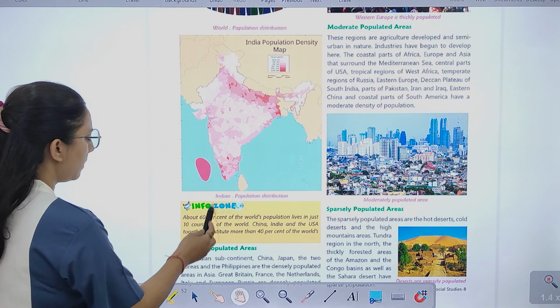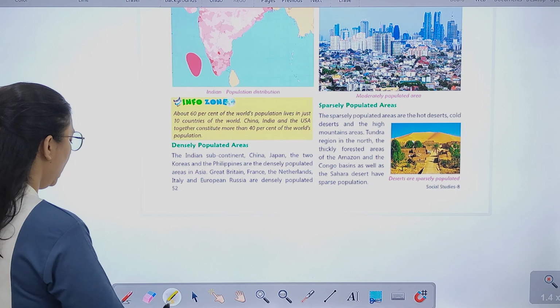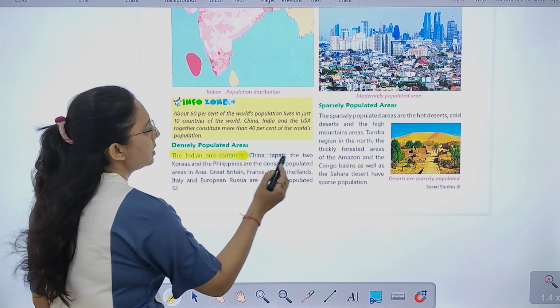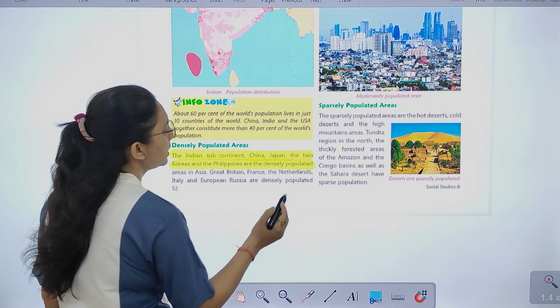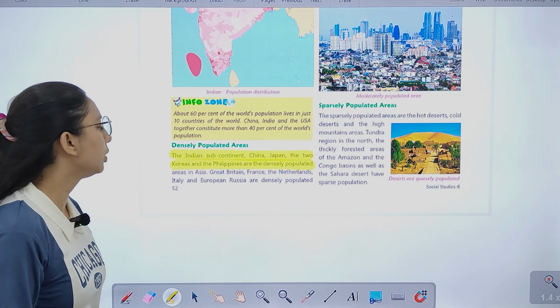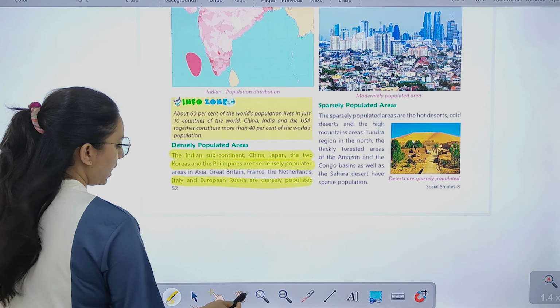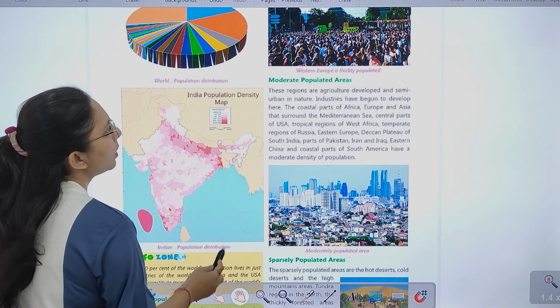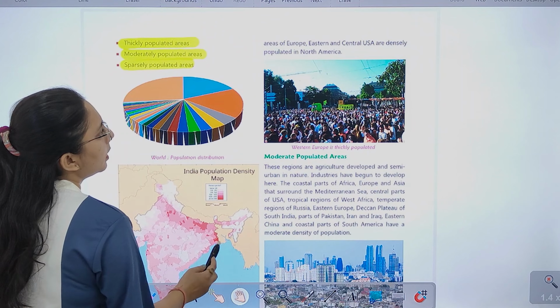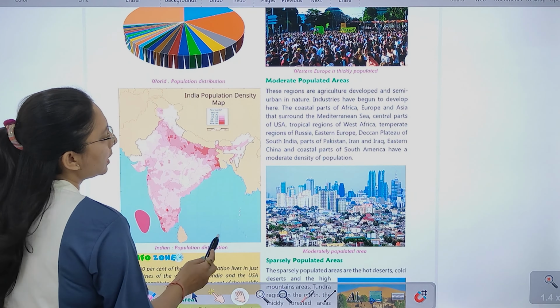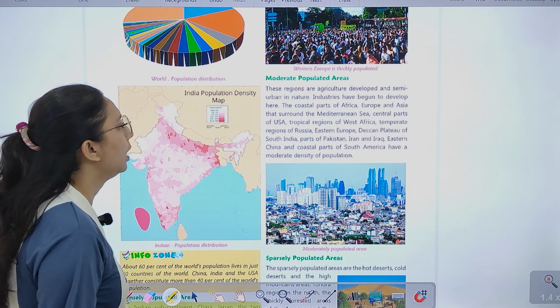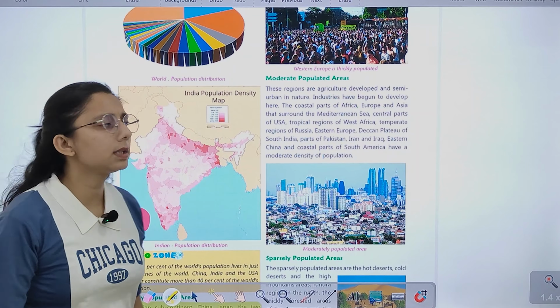If we talk about densely populated areas, in India, the subcontinent, China, Japan, Korea and Philippines, they are densely populated. Great Britain, France, Netherlands, Italy and Europe, Russia, they are densely populated. And you can say that Europe, Australia and North America are less populated. What are moderately populated areas?